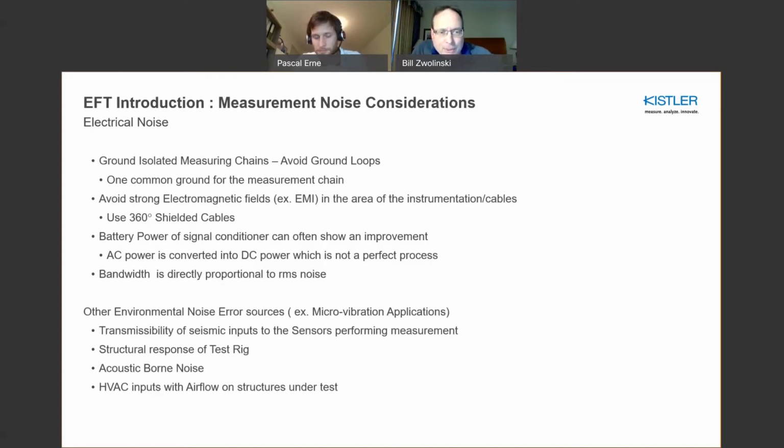There are some other topics that we'll cover, more aimed at micro vibration applications, such as seismic inputs into your structure, acoustic borne noise, HVAC inputs, and external environmental factors which could couple into your measurements.